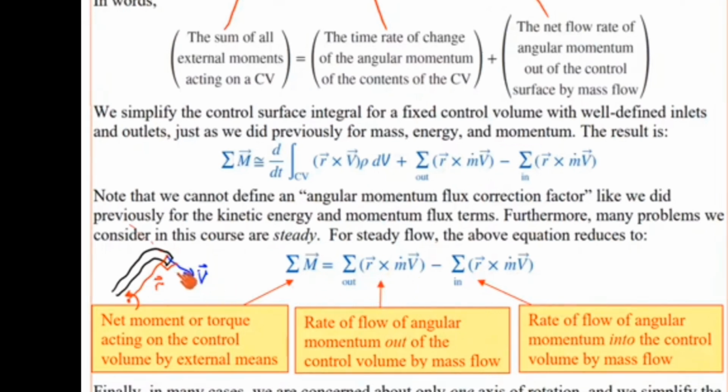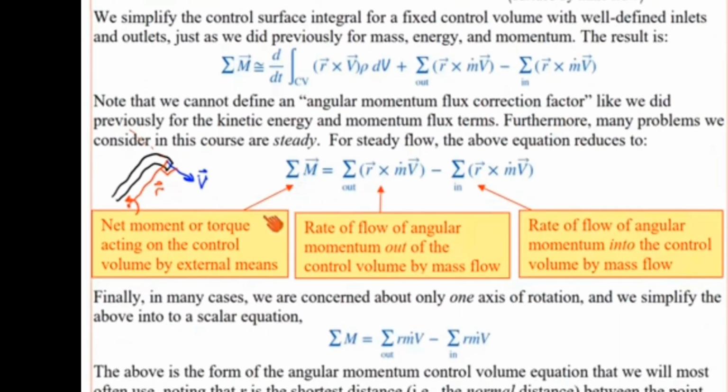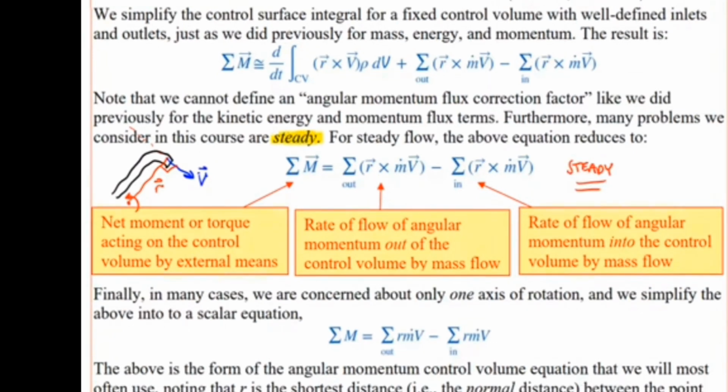Unlike the previous cases, we can't really define an angular momentum flux correction factor. That's because in general we're taking a moment about some point, so we draw the moment arm vector r. We have to take the cross product of that with m dot V. Usually the cross-sectional length or diameter of this outlet is small compared to r and A. The correction factor would have to include r through this integral, which would get very complicated and be different for every problem. So we're just going to ignore any kind of correction factor here.